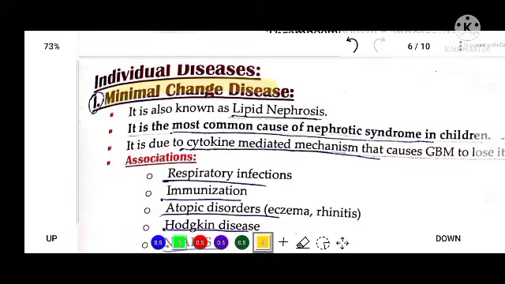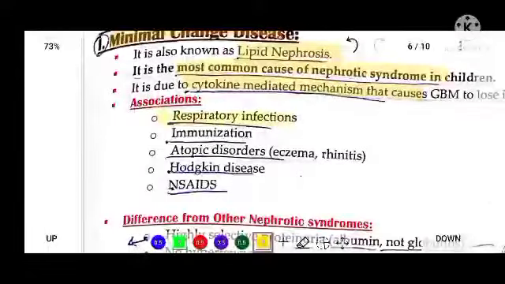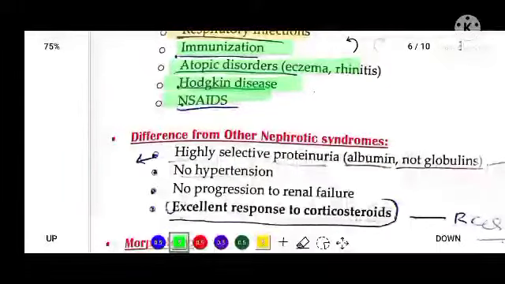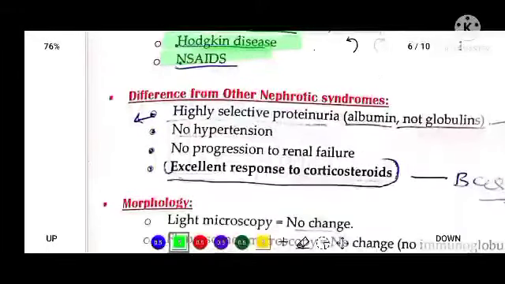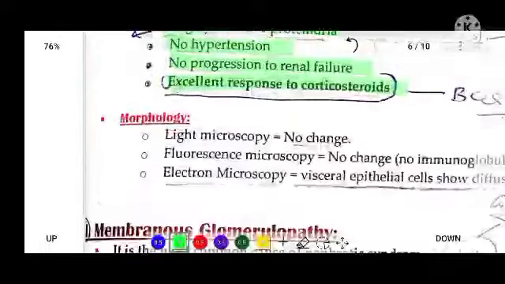Now, coming to the first disease of nephrotic syndrome, minimal change disease, also known as lipoid nephrosis. It is the most common cause of nephrotic syndrome in children, with cytokine-mediated damage of the glomerular basement membrane, and it presents with respiratory infection, immunization, atopic disorders, and Hodgkin lymphoma. Features are highly selective proteinuria, no hypertension, no progression to renal failure, and excellent response to corticosteroids.